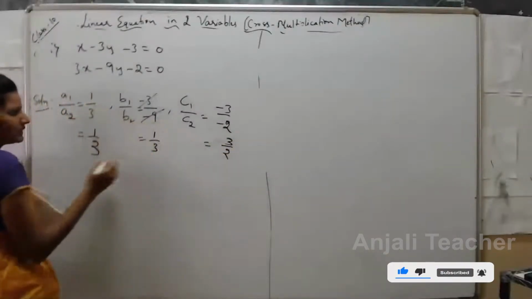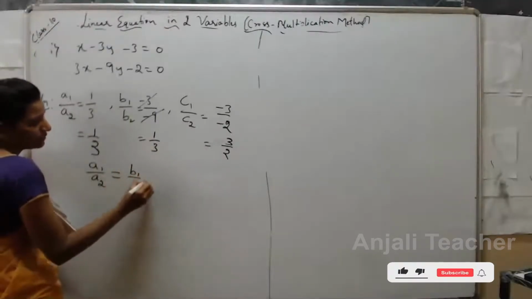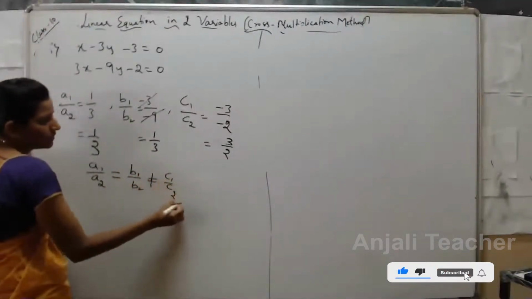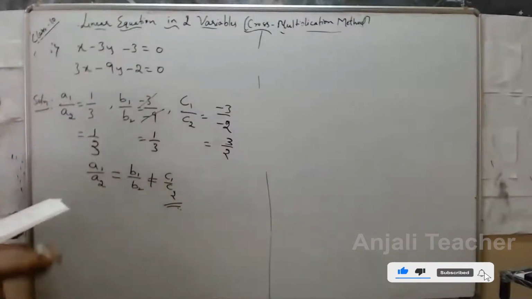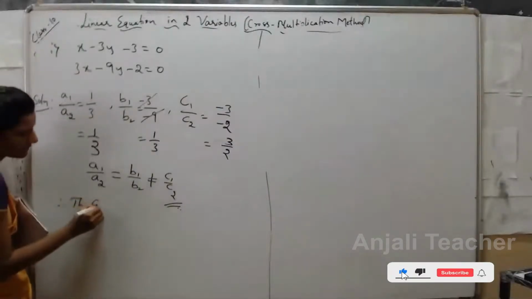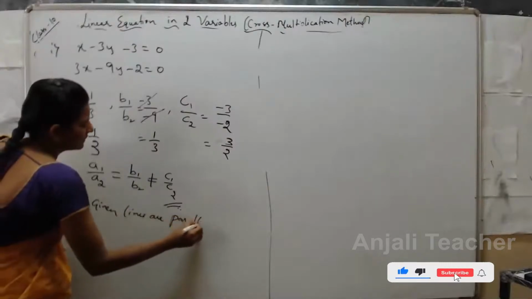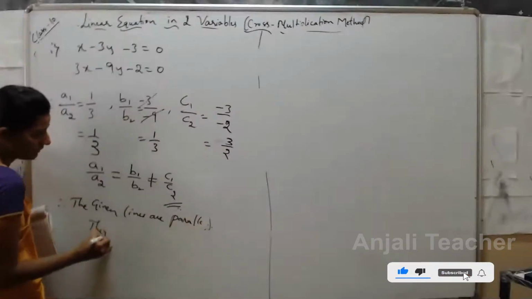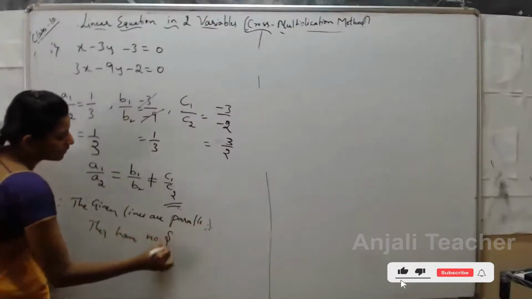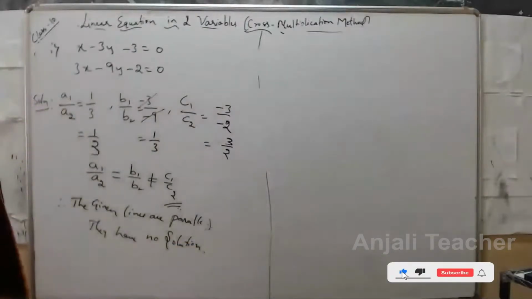Here, by using these three, we can tell that a1 by a2 is equal to b1 by b2, but not equal to c1 by c2. By using this, what can we tell? The lines are parallel. Therefore, the given lines are parallel. They have no solution. Means the given pair of lines doesn't have any solution.